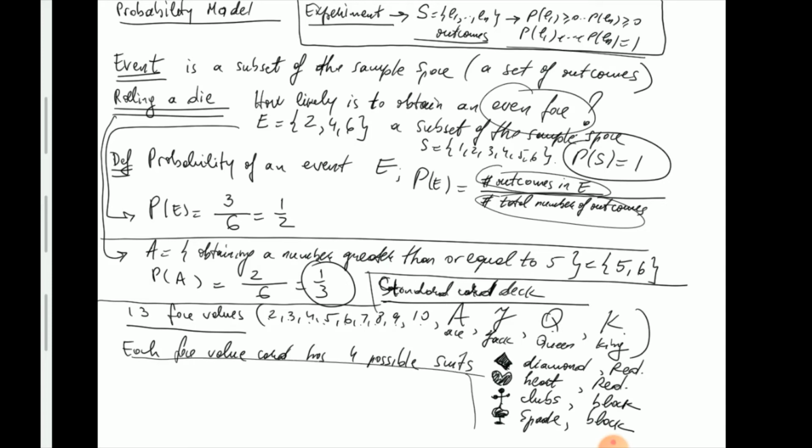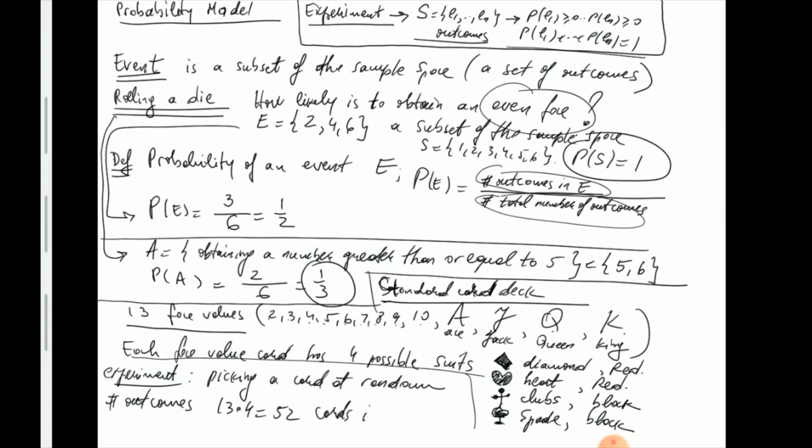By the way, the number of outcomes, the total number, if the experiment is picking a card at random, then the number of possible outcomes is 13 times 4, which is 52. So there are 52 cards in the deck. 13 face values, each of them has 4 suits, so in total 52 cards in the deck. We're not going to deal with the jokers. We're not going to include those in our standard examples.